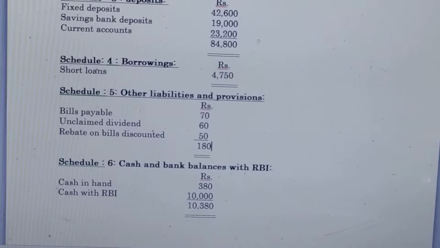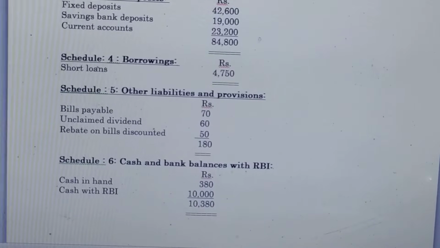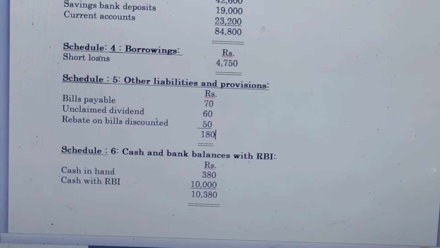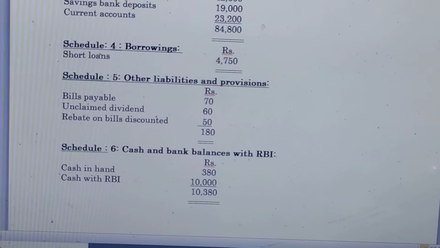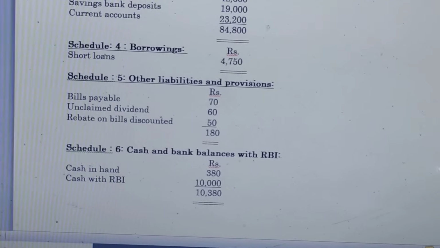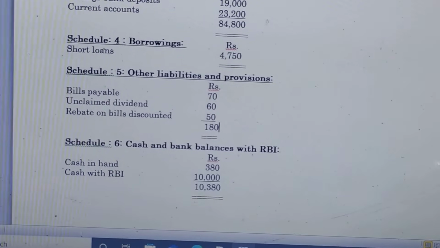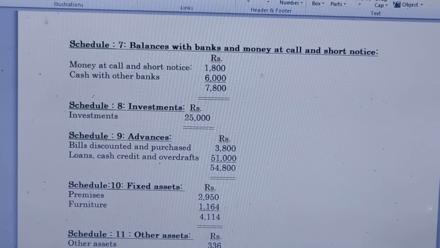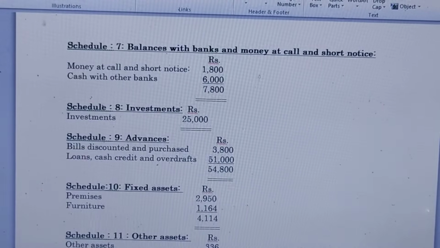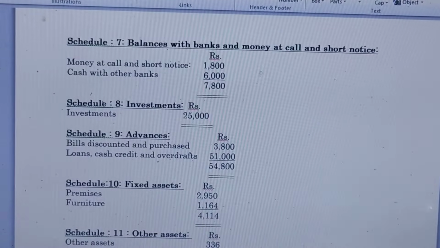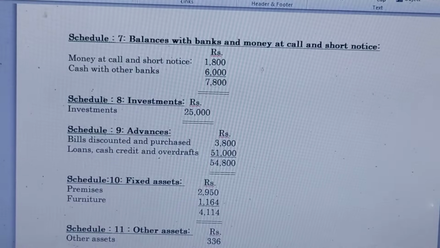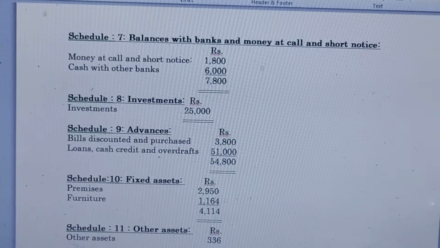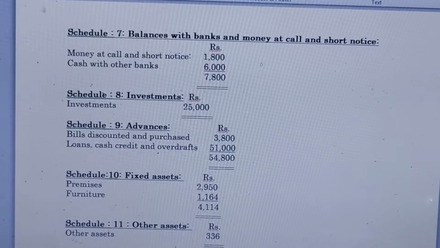And schedule number 6 is cash and balances with RBI. Cash in hand rupees 380, cash with RBI rupees 10,000. The total amount is 10,380. That is the schedule number 6 total. Then schedule number 7 is balances with banks and money at call and short notice. Under schedule number 7 we mention money at call and short notice rupees 1,800. Cash with other banks rupees 6,000. The total amount is 7,800. That is the schedule number 7 total.